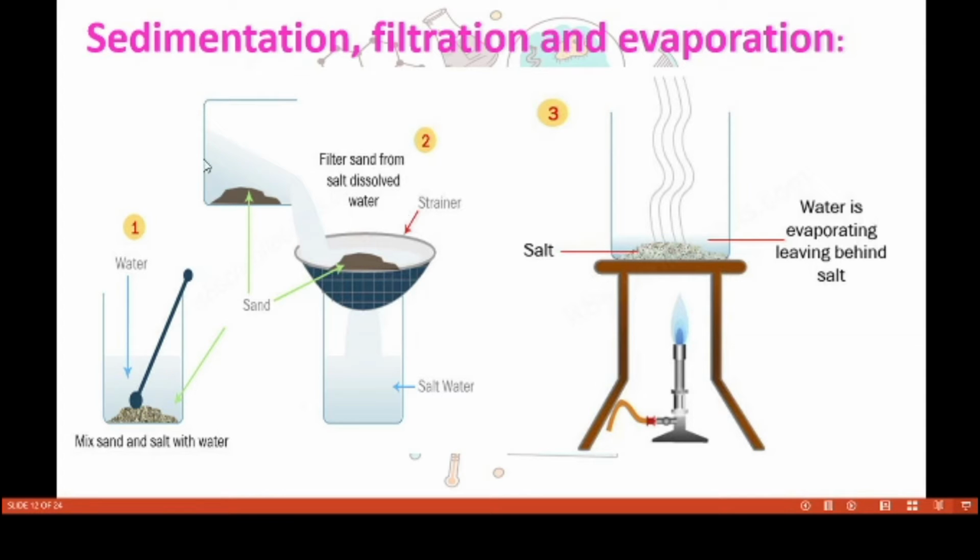Here is the diagram showing how to separate the mixture of sand and salt. First, mix the sand and salt with water. Then we filter the sand from the salt, and the salt is dissolved in water. Then the sand remains in the strainer, that is, on the filter paper. Then we evaporate the salt solution. Water evaporates and the salt is left behind in the beaker. Now we can obtain the sand and salt separately.